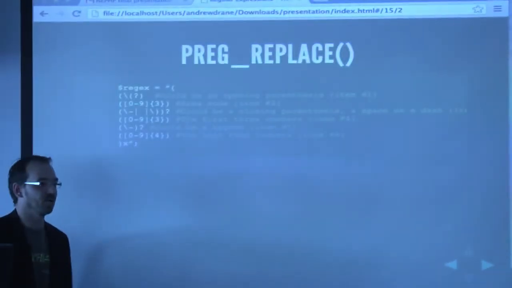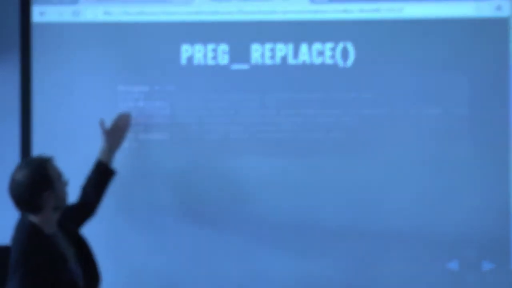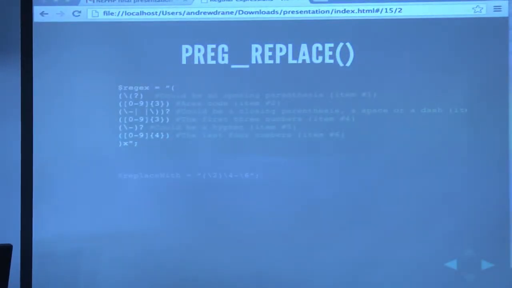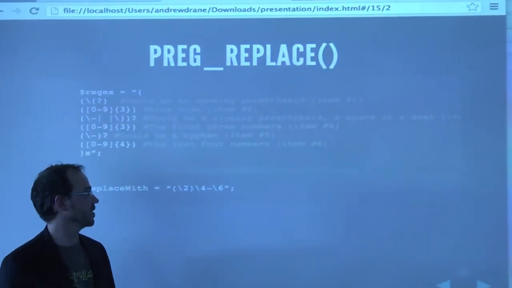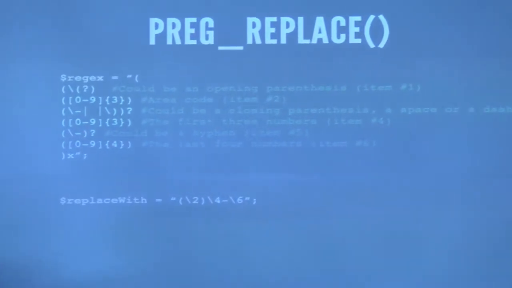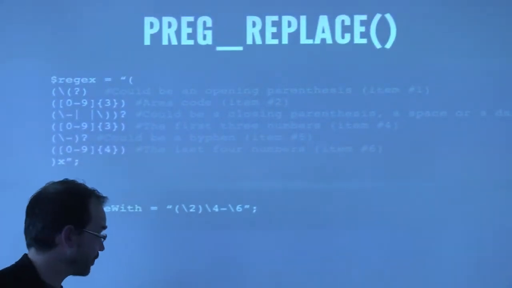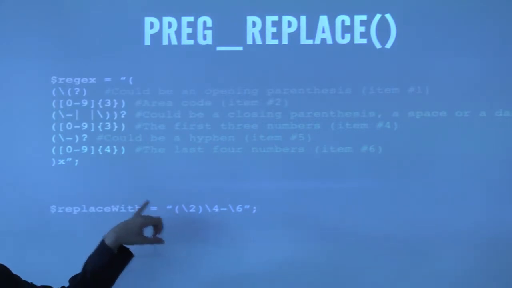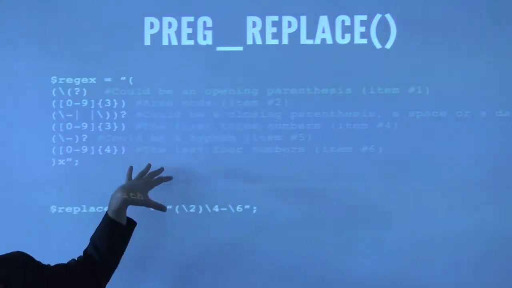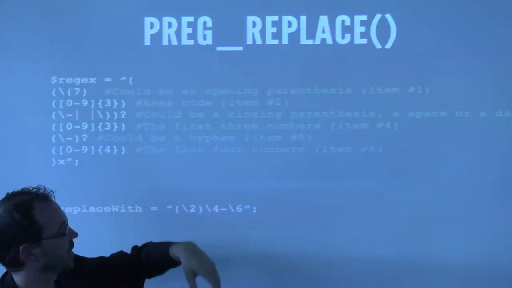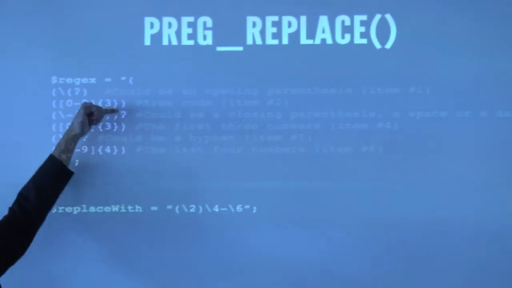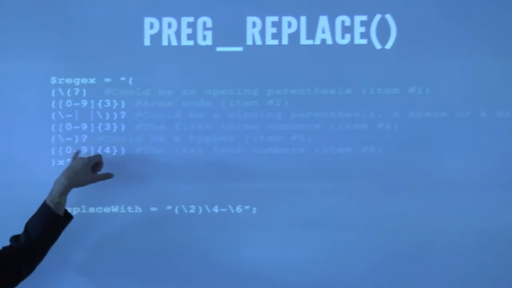So once again, let's take our regular expression for phone numbers, the one that we saw a little bit earlier. And we'll replace it with parentheses, /2, /4, /6. Those are called back references. Basically it means, take the second element that matches in your regular expression and place it here, and then take the fourth and the sixth. That's why in my comments I've added item number 2, item number 4, and item number 6. So take the digits, followed by the digits, and we'll format it the way that we want.